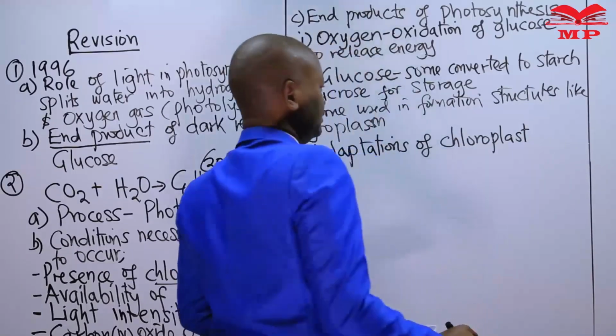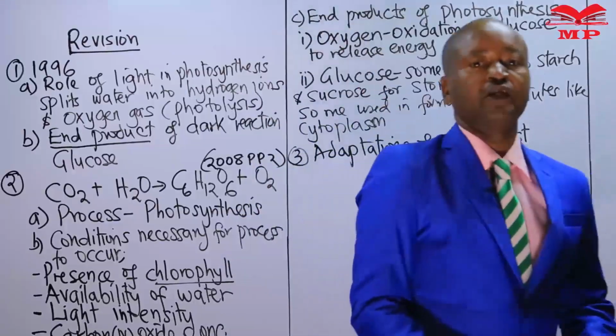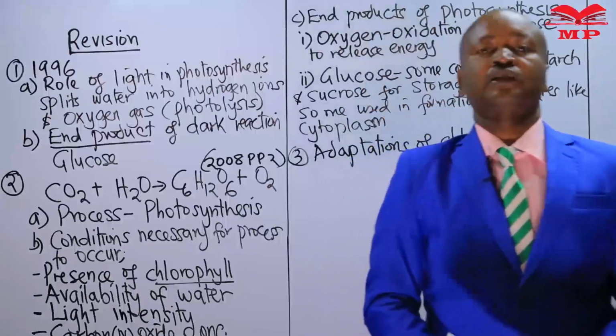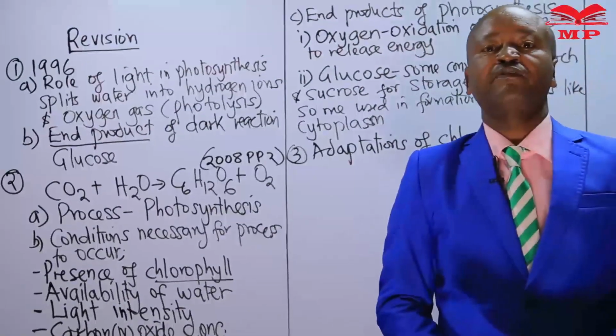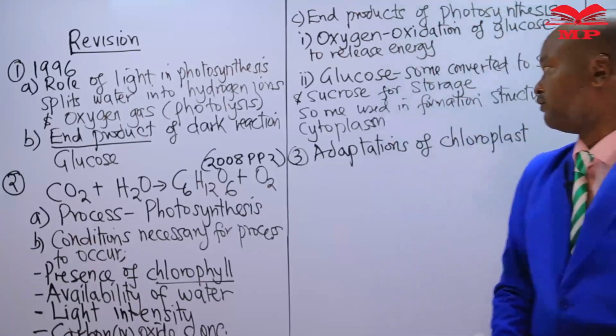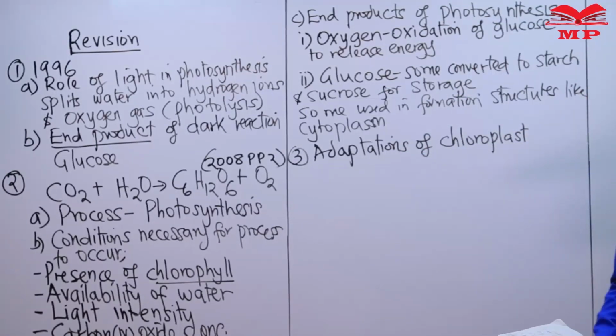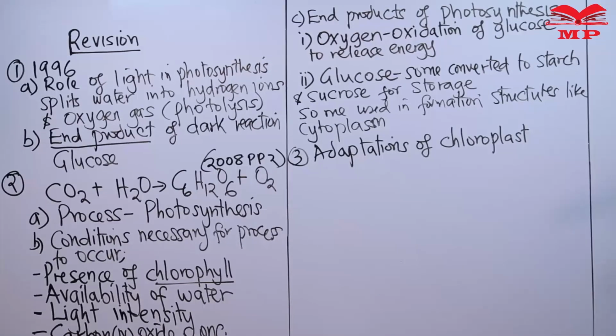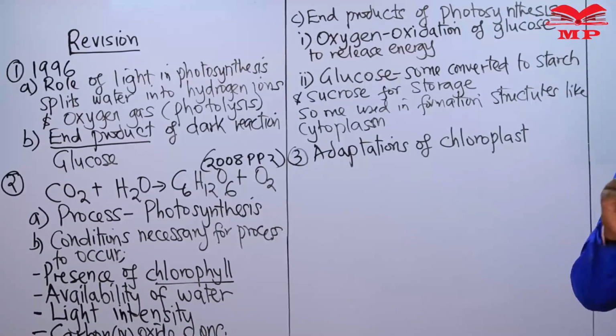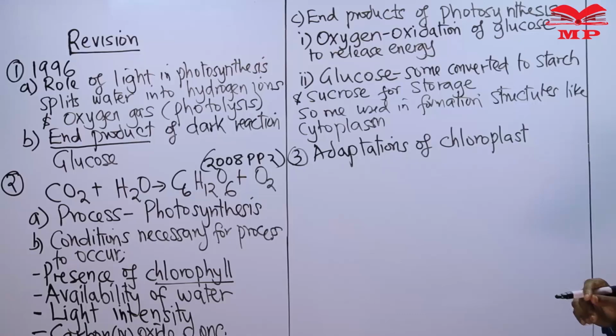So here, the function of chloroplasts, we know, is that it is normally the site for photosynthesis. So we must mention what the parts do. We should now go to the chloroplast and see which structures are there, and what is their function? So the modification must be matched with their function.